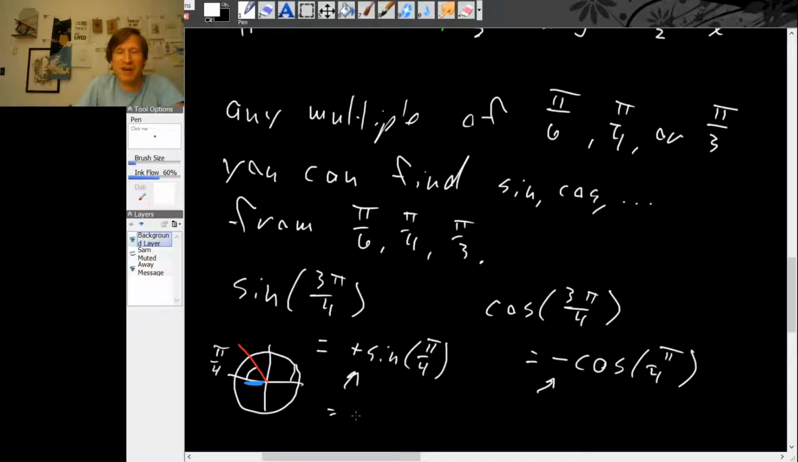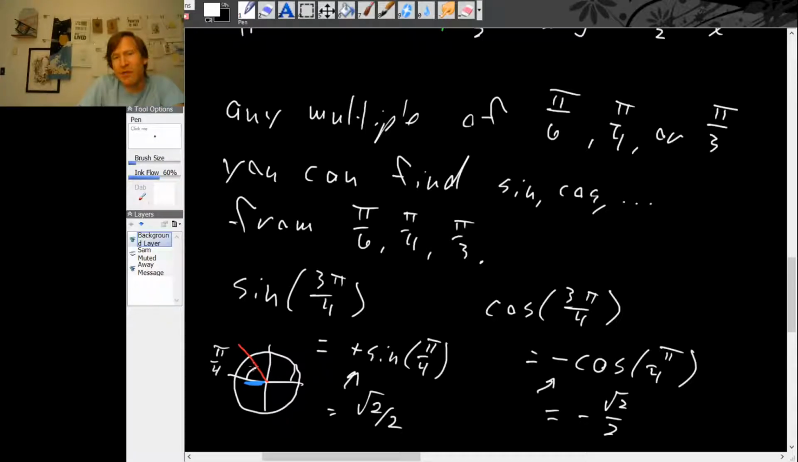Of course, sine pi over 4 is square root of 2 over 2, and cosine pi over 4 is also square root of 2 over 2. So sine of 3 pi over 4 is positive square root of 2 over 2, and cosine of 3 pi over 4 is negative square root of 2 over 2. You can see that as long as you keep an eye on what quadrant you're in, that's always going to let you choose the appropriate plus or minus sign.